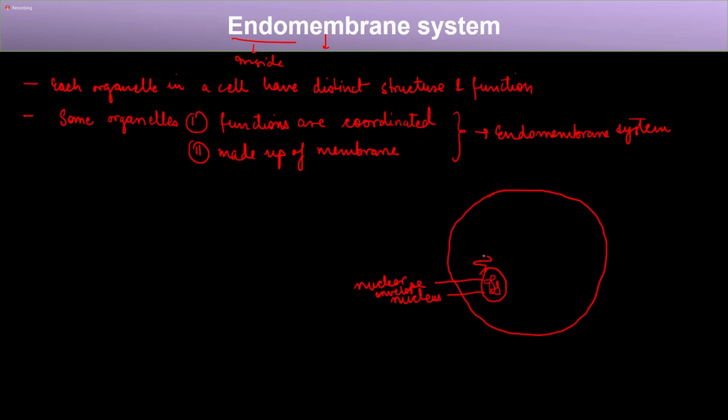There is one structure that looks something like this, and this has ribosomes attached on it. So you remember the structure. What is this structure? This is called endoplasmic reticulum. And since it has ribosomes attached on it, it is called rough endoplasmic reticulum. That will come later, but this is called endoplasmic reticulum for now.